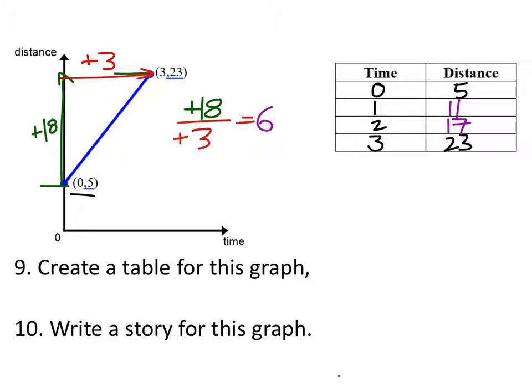There's several different ways we can look at this. I'm going to say that the distance is in miles, and the time, we'll just say is in hours, not that it matters. But the story for this one, I'm going to say that a student was starting 5 miles away from home, and then walked 6 miles per hour away from home for 3 hours until they reached 23 miles away. Okay, so I'll write that in.